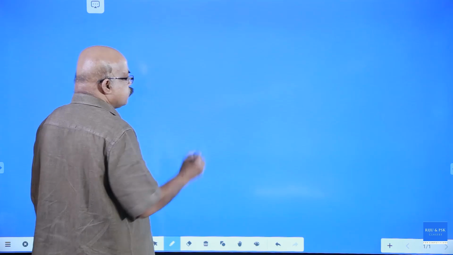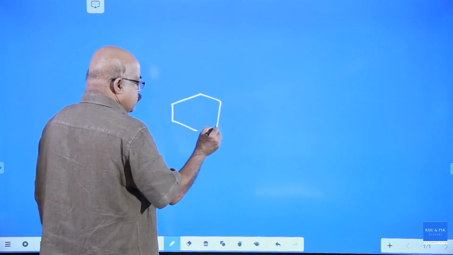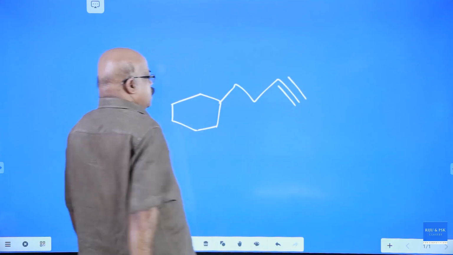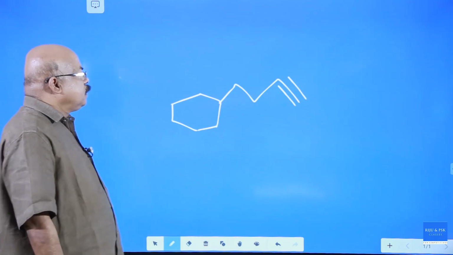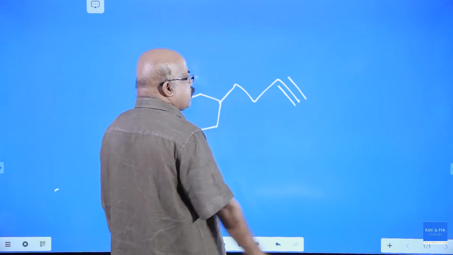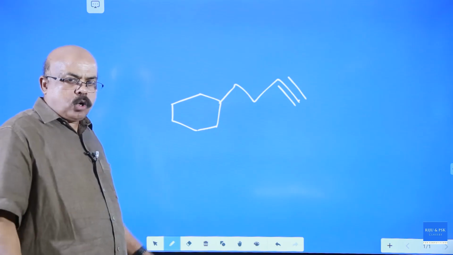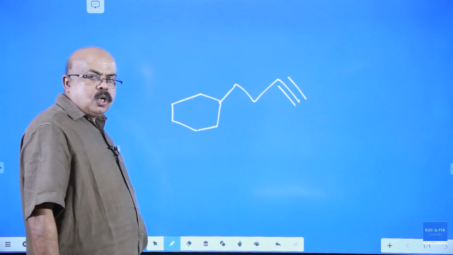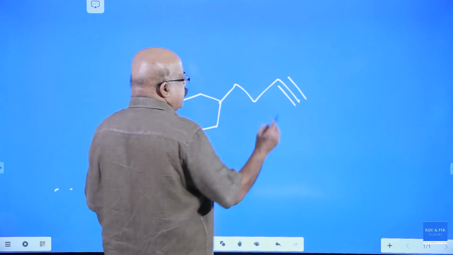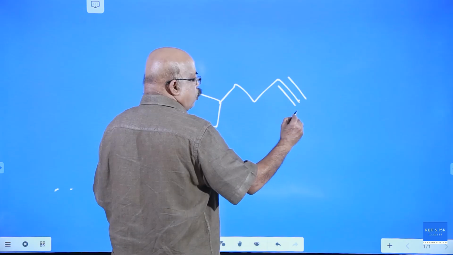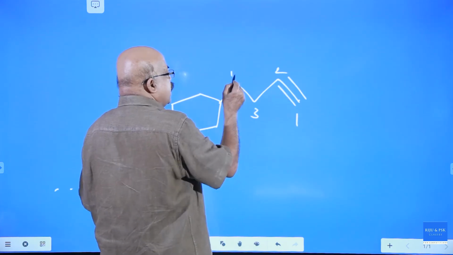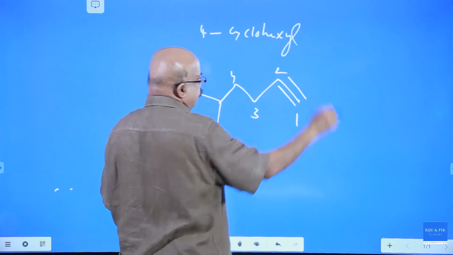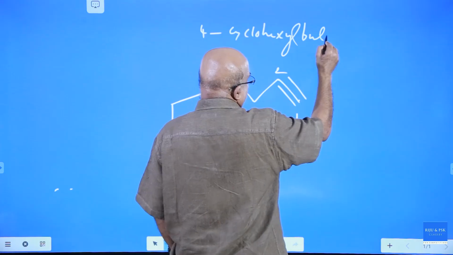Next is a 6 carbon atom ring. 6 carbon atoms are in the ring, and 1, 2, 3, 4 carbon atoms are in the side chain. Normally the 6 carbon ring should be the parent, but the side chain has a triple bond, so that is to be treated as the parent chain. The triple bond takes priority, 1, 2, 3, 4. It is 4-cyclohexyl but-1-yne.